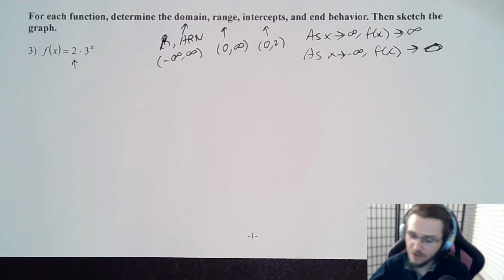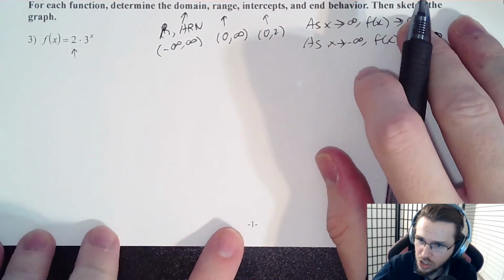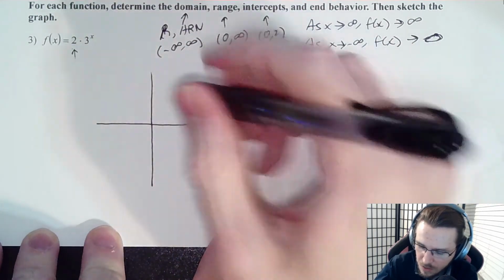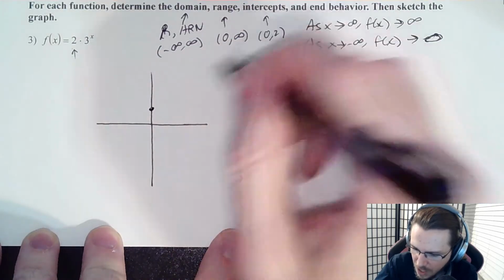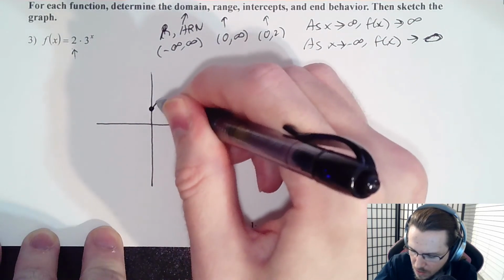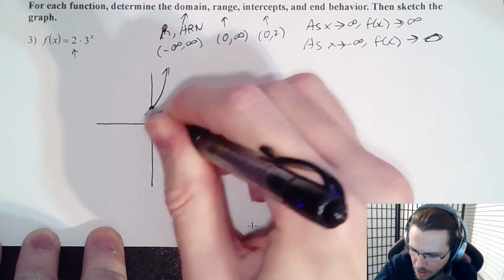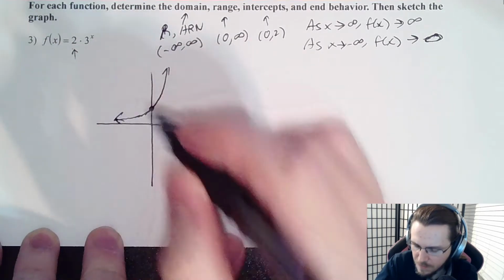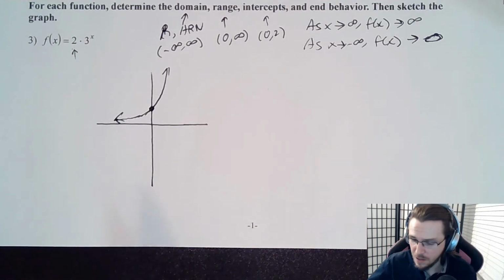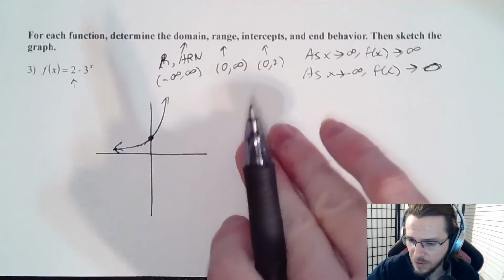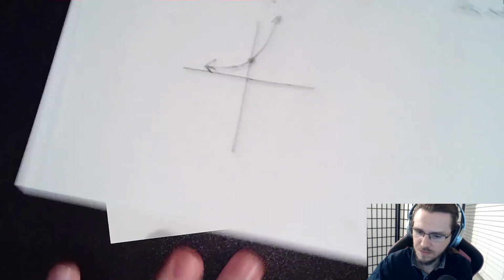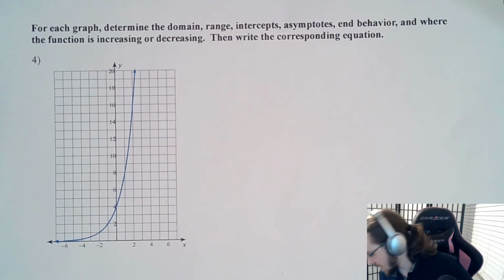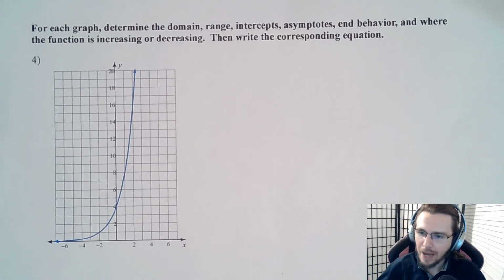Anyways, let's finish up this sketch. I am not making this crazy neat, I'm just doing a little bit here. We got that 0 comma 2 start, and then we are shooting way up here and going down here because we had the positive. All right, let's do problem number 4. This one's backwards. Exactly the same thing, but backwards.